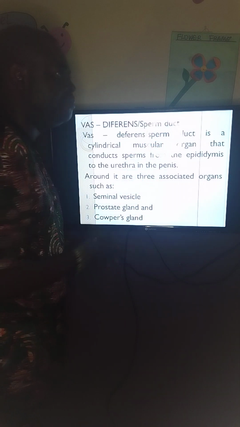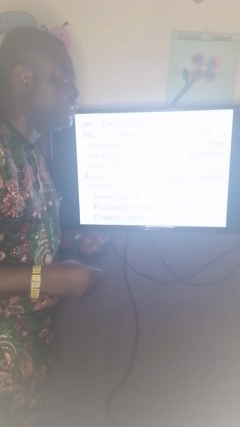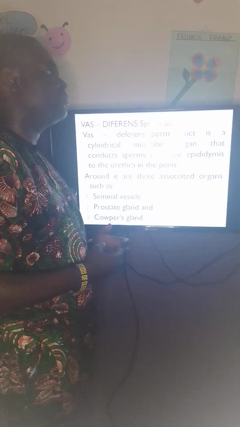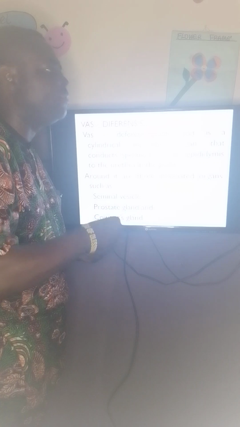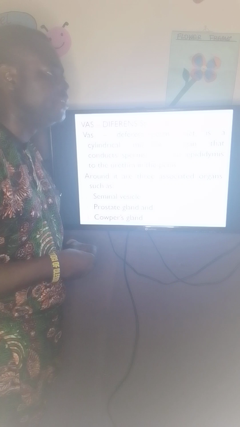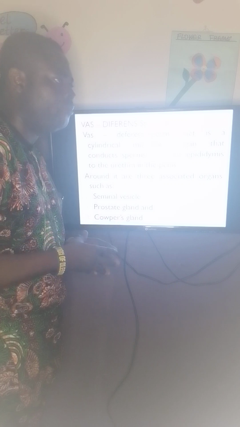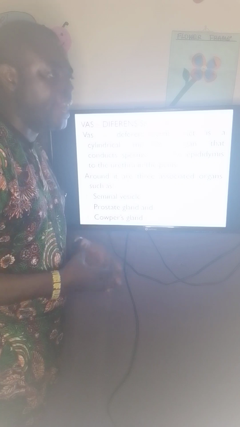The word duct in biology means a cylindrical passage in which a chemical substance can pass. But the name of the chemical substance determines the name of that duct. Like we have the oviduct in females, where ovum will pass. Sperm duct, where sperm will pass.